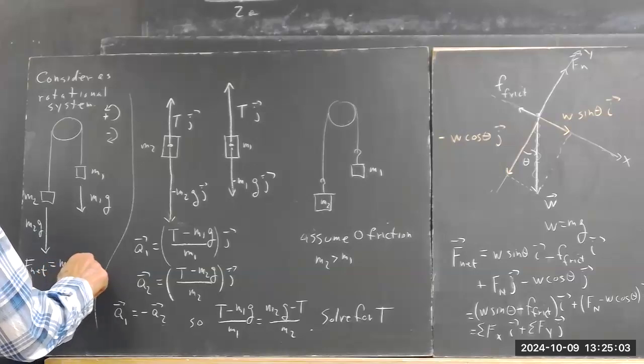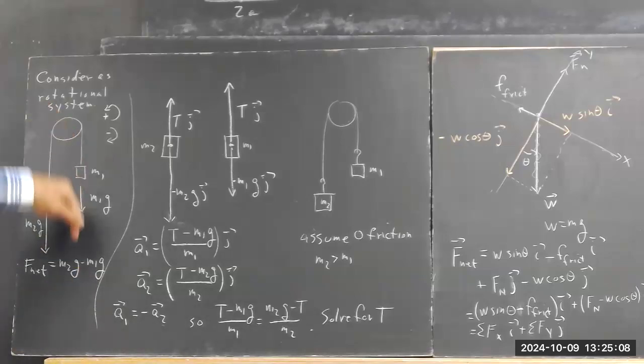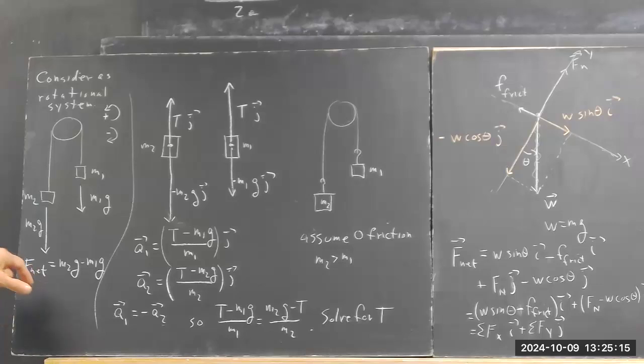is M2G minus M1G, because clearly this force will tend to rotate it the other way. And one of the forces is going to win. If M2 is greater than M1, then this whole thing is going to be positive. Otherwise, it'll be negative. And I don't have to make a vector out of this because the motion is just in one direction, either positive rotational or negative rotational. That makes sense? You want to ponder it. Okay, so there it is.